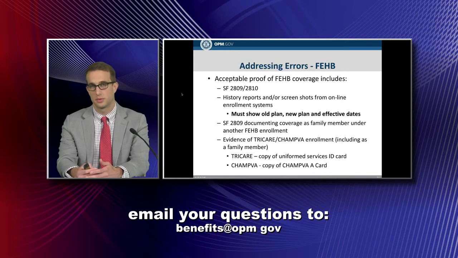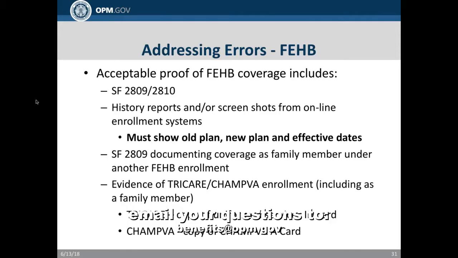And again, acceptable proof is the 2809s, the 2810s. We can also accept online service, FEHB fact sheets, history from your online systems, as long as it has the old plan, the new plan, and the effective dates. We do need all of that. If we don't have that, that online printout will not be sufficient.